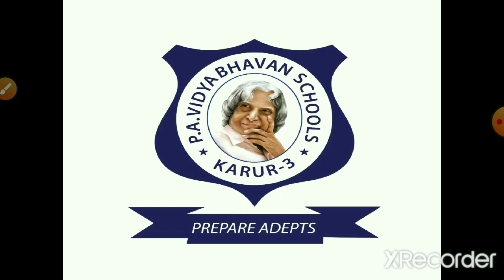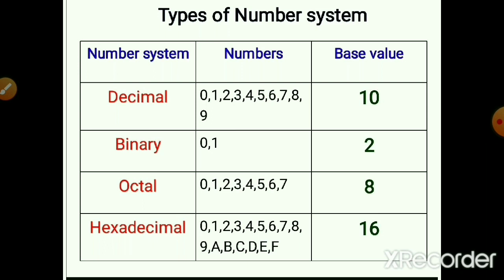Let's move to the class. What we have seen in the last class? Number system. What are the numbers we studied in the last class? Decimal, binary, octal, hexadecimal. Decimal 0 to 9 numbers, so the base value is 10.